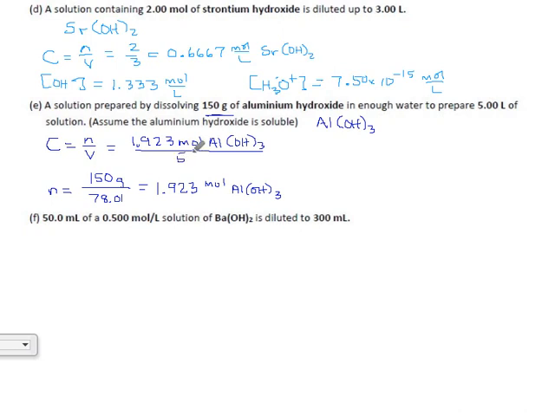It's actually in liters for once. So 1.923 divided by 5, 0.3846. 0.3846 moles per liter aluminum hydroxide.